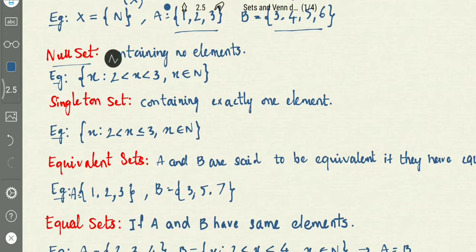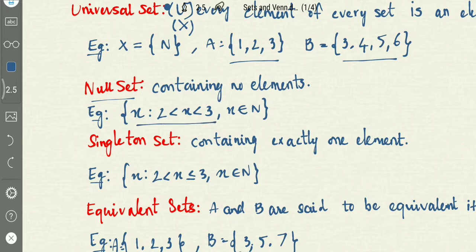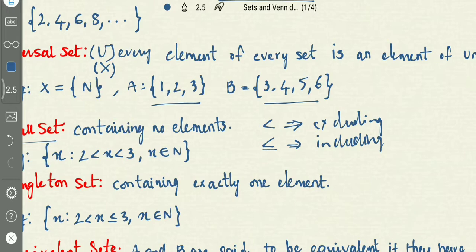First, let us see what is null set. A null set is a set containing no elements. If there is no element in a set, then it is called a null set. This is a set builder form of null set. Example: x such that 2 < x < 3. We have seen before that if there is a less than symbol, then it will be excluding extremes. If there is less than or equal to, including extremes. So here it is only less than, so excluding 2 and 3. So between 2 and 3, what are the elements present? In natural numbers, no element is present, so this is a null set. Null set is represented like this, empty set, or it can be represented with phi.